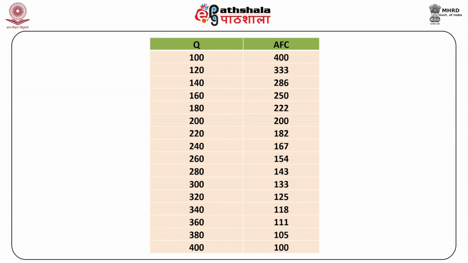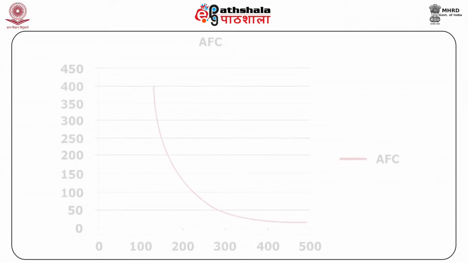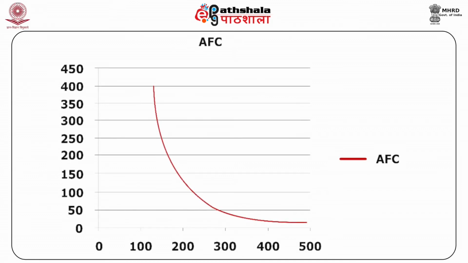Another feature of this function is that as the AFC is falling, in successive units of output, the change or the fall or the decline in the average fixed cost goes on declining. In the first instance, if we look at the change in the average fixed cost, it is 67. It goes down to 48, to 36, to 28, 22, 18, 15, 13, 11, 10, 8, 7, 7, 6 and 5. We notice two things over here, that the fall in average fixed cost is going down, and at one point there is a number which is being repeated, 7, 7. Now this is known as the point of inflection. The fall in the average fixed cost shows that a rectangular hyperbola has got a certain property.